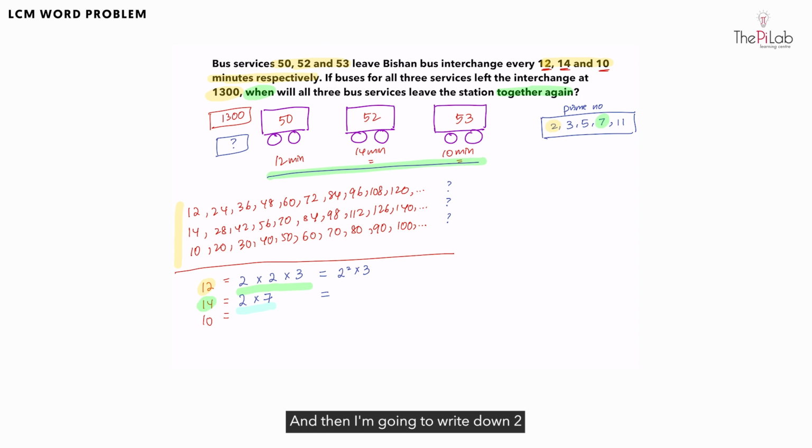And then I'm going to write down 2 underneath the 2 squared just now, but I'm purposely going to write down the 7 in a different column. Okay, because my aim is to get all the different prime numbers to get its own column. Now for the very last number, 10. What is 10 in terms of its prime factorization form?